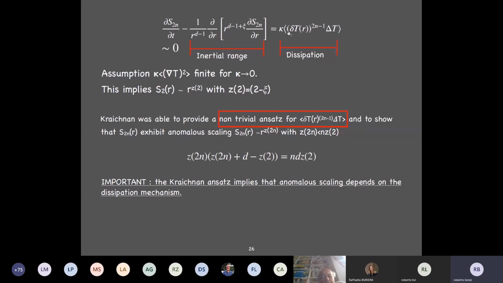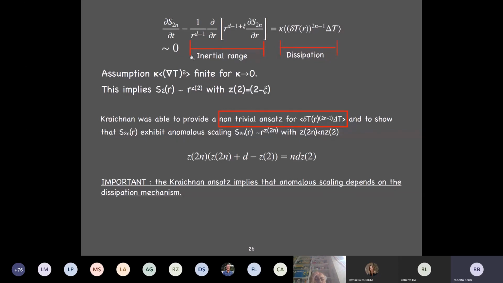Now, this quantity is not trivial because it includes correlation between the velocity, the temperature difference, and the Laplacians. And the assumption is that you have a finite value of the temperature dissipation in the limit where the diffusivity goes to 0, similar to the velocity. Now you can solve this equation for the second order, for n equal to 1, and you can immediately derive what is the scaling law of the second order moment of our velocity difference.